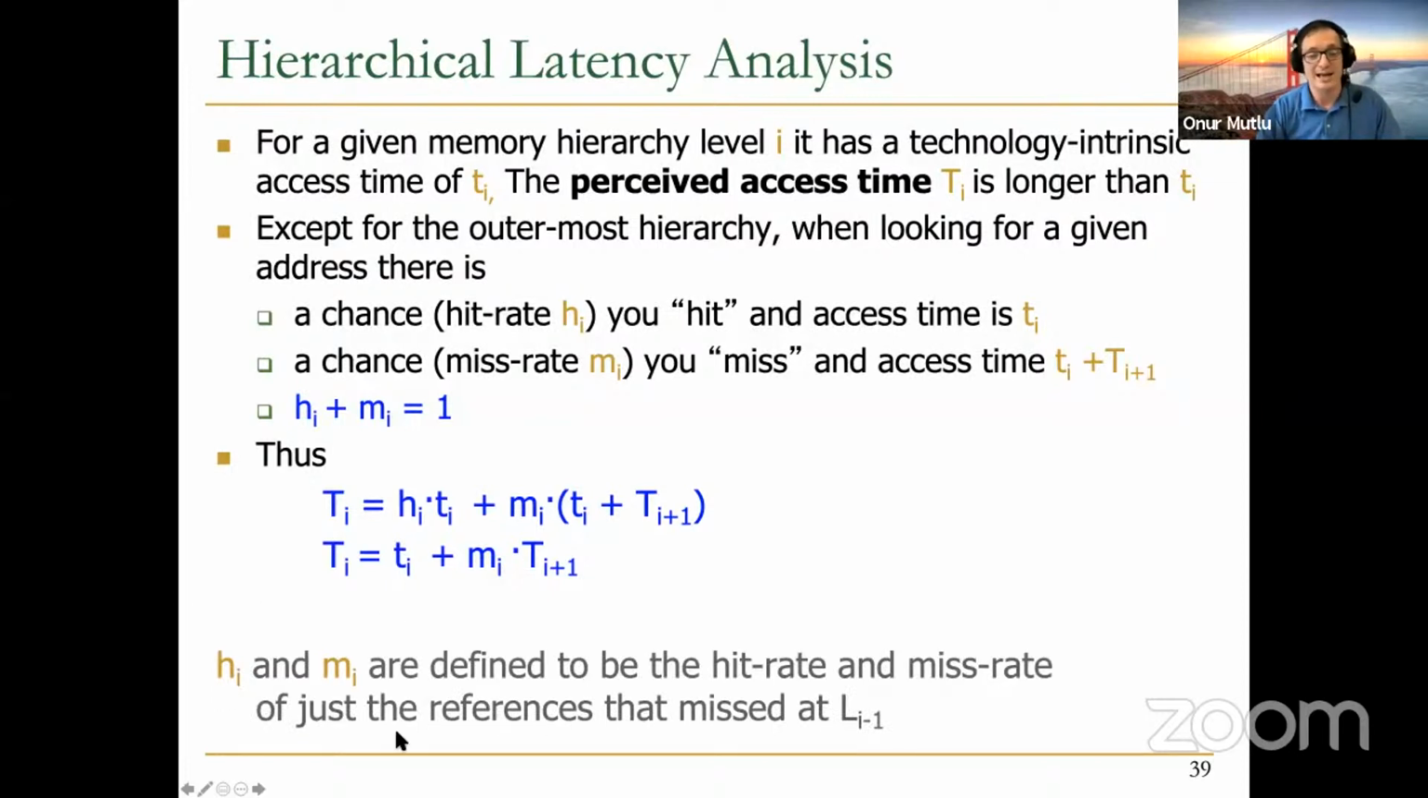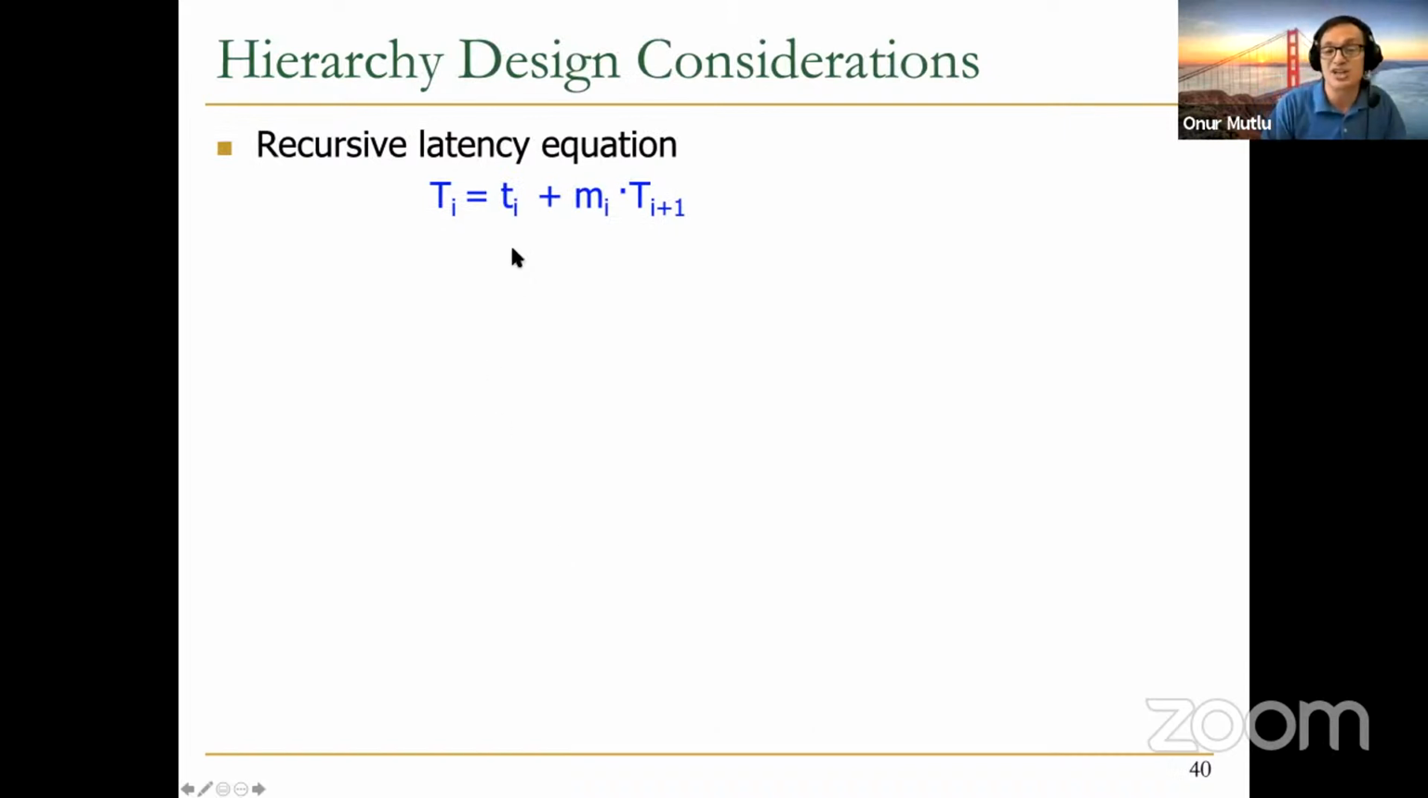Okay, so I've already mentioned this basically. Hi and Mi at the level are defined to be hit rate and miss rate of just the references that missed at level i minus 1. So basically, these are the references that are seen by a given level, i. Okay, so this is the recursive latency equation then. The perceived access time of a level i is equal to the intrinsic access time of that level i plus the miss rate at that level i times the perceived access time of the next level in the hierarchy. So if i is 1, that's L1. This large Ti+1 is L2's perceived access time over here.